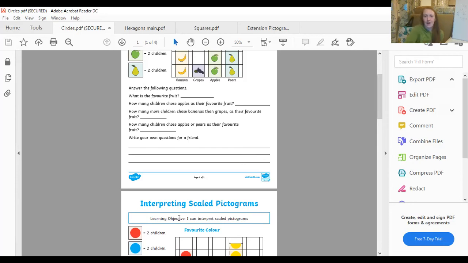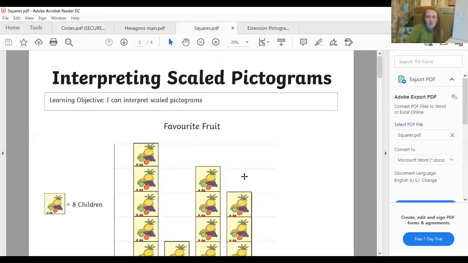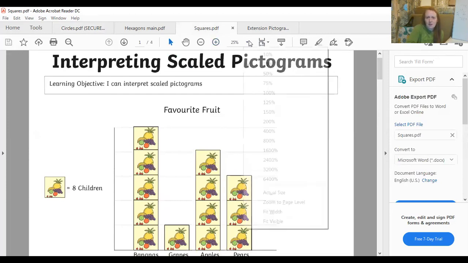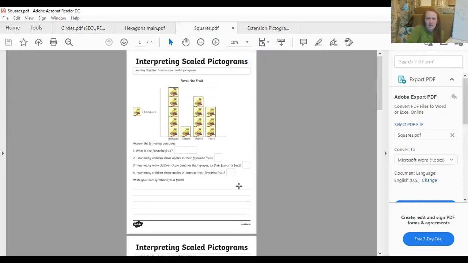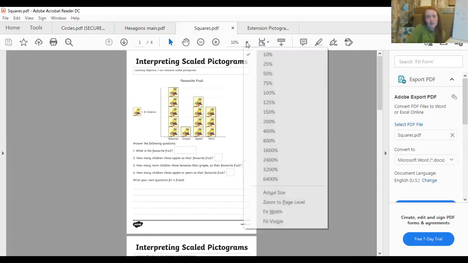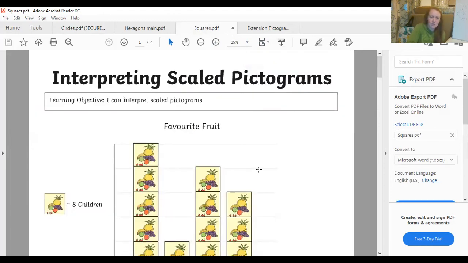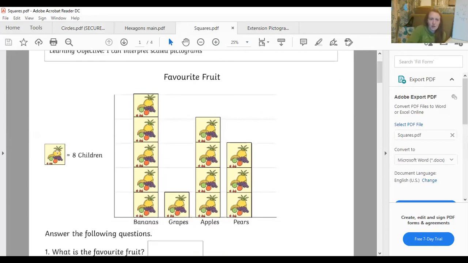It's there. Okay, so that's the circles. Squares, you've got similar, and I don't know why yours is coming up a funny size here. So you've got a slightly different scale on yours here. So yours is about favourite fruit. Now, if you look over here, your key shows that each picture represents 8.